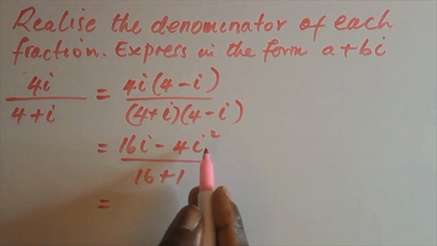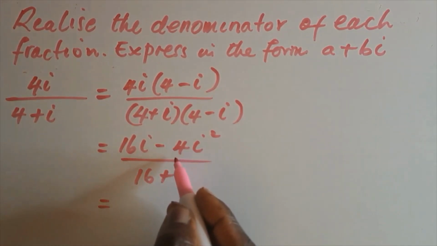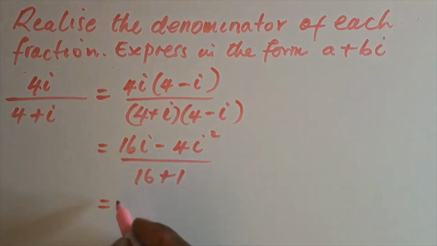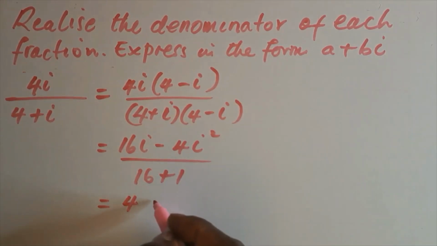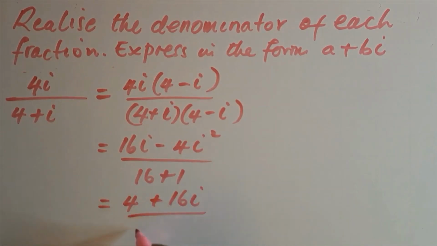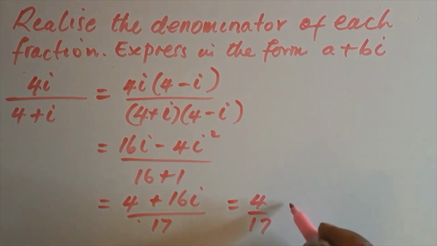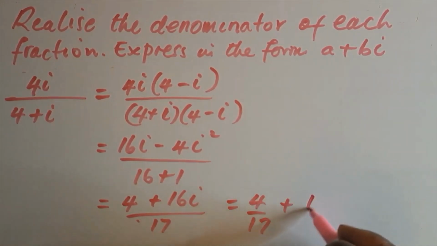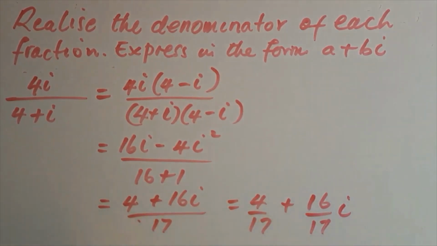i squared is negative 1, so that will be negative 1 times negative 4, which will give us positive 4. So we have 4 as the real part here, and this is added to 16i over 17, which we write as 4 over 17 real part added to 16 over 17 the imaginary part.